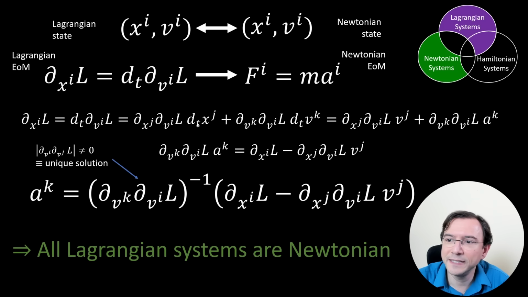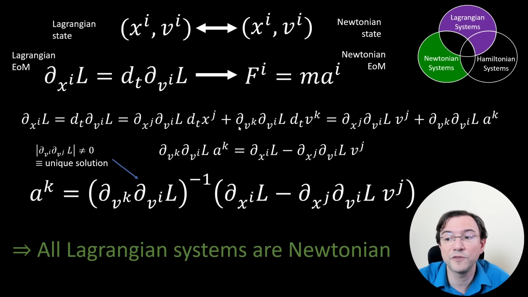And now we have dx/dt, which is just the velocity, and here we have dv/dt, which is just the acceleration. So we have the acceleration, we have the velocity. The only thing that we need to do is make this explicit. So we take this and bring it to the other side, and we have that this Hessian of the Lagrangian with respect to the velocity, multiplied by the acceleration, is equal to the partial x of the Lagrangian minus the partial x partial v of the Lagrangian times the velocity. And now we need to make the a explicit, and this here is just a matrix. So the only thing that we need to do is to take this and invert the matrix.